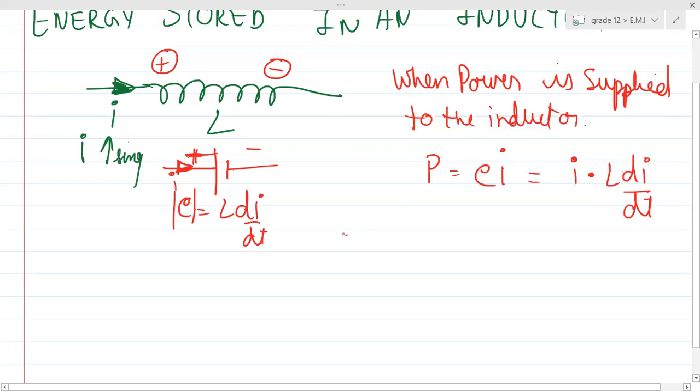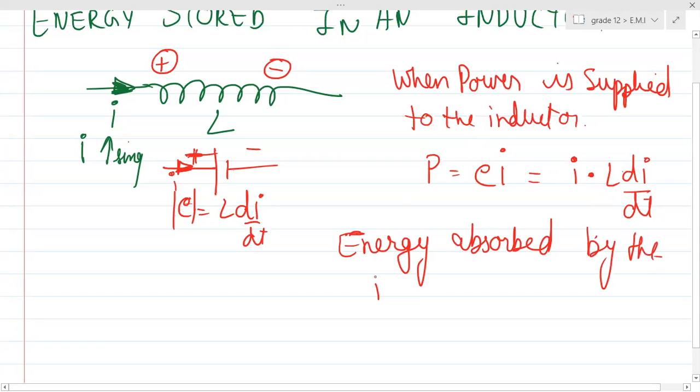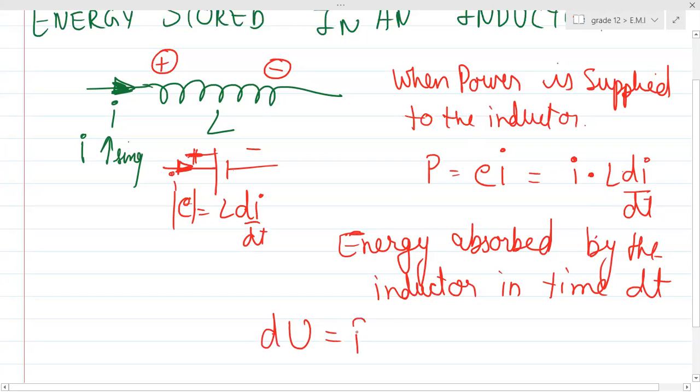So can I say the energy absorbed by the inductor in time dt will be equal to dU, and that will be equal to what? Power multiplied by time. Can you see energy is basically power multiplied by time?